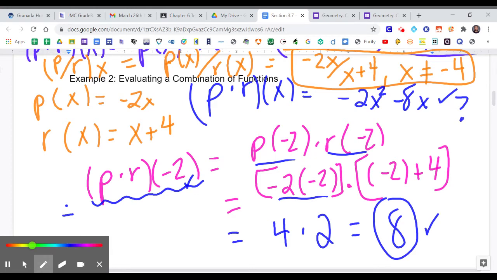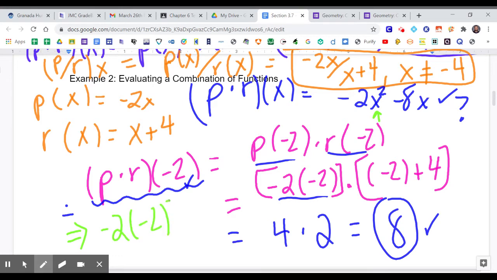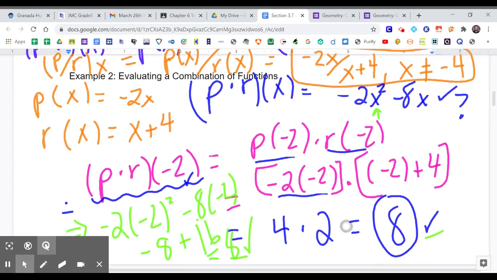So if we're going to look at that one, okay, let's put a negative 2 in for x. So we get, I'll do it in green down here. So negative 2 times negative 2 squared minus 8 times negative 2. And so when I do this, negative 2 squared is 4. So negative 2 times 4 would be negative 8. And then plus 16, because negative 8 times negative 2 is positive 16. And when I add those, I get 8. So check it out. It's the same thing. So does it matter which way you do it? It does not. Both give you the same answer.